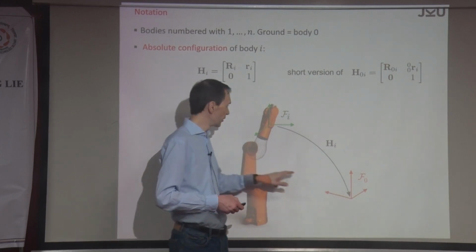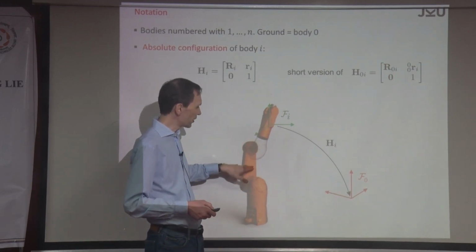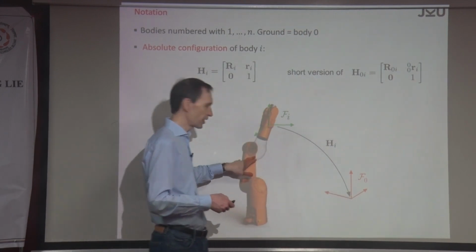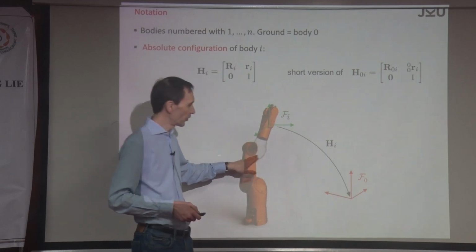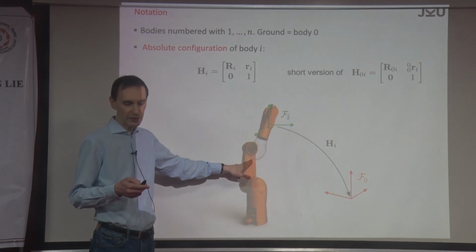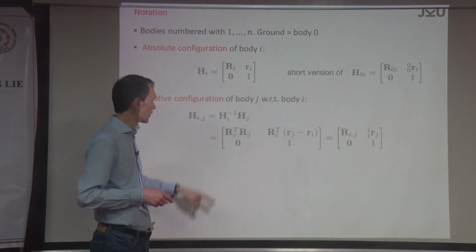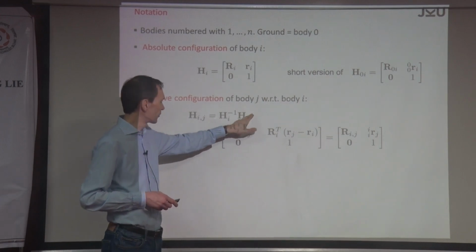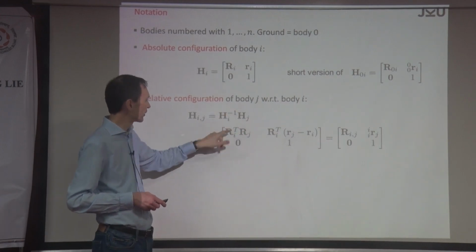Now, in order to go from I to j, you just go from I to 0 and then back to j. And when I say go back, that means taking the inverse of the homogeneous transformation, okay? And that's exactly what we have here. Now, if you go the other way around, from j to 0, from 0 to I, then you take exactly this.